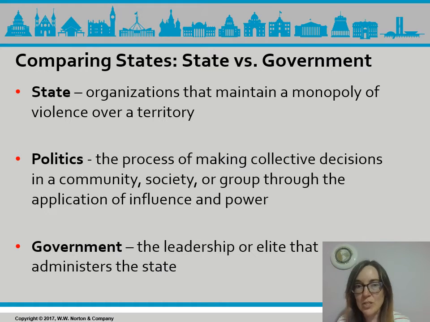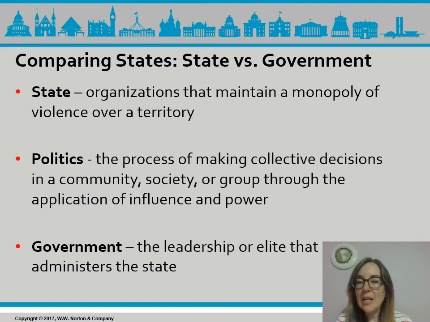We're talking about countries. Politics is the process of making collective decisions. It's answering the questions, who gets what, when, and how. And it's a process that reflects different interests and different abilities to influence other people or to exert power. So politics is this process of making decisions, and it always involves power.